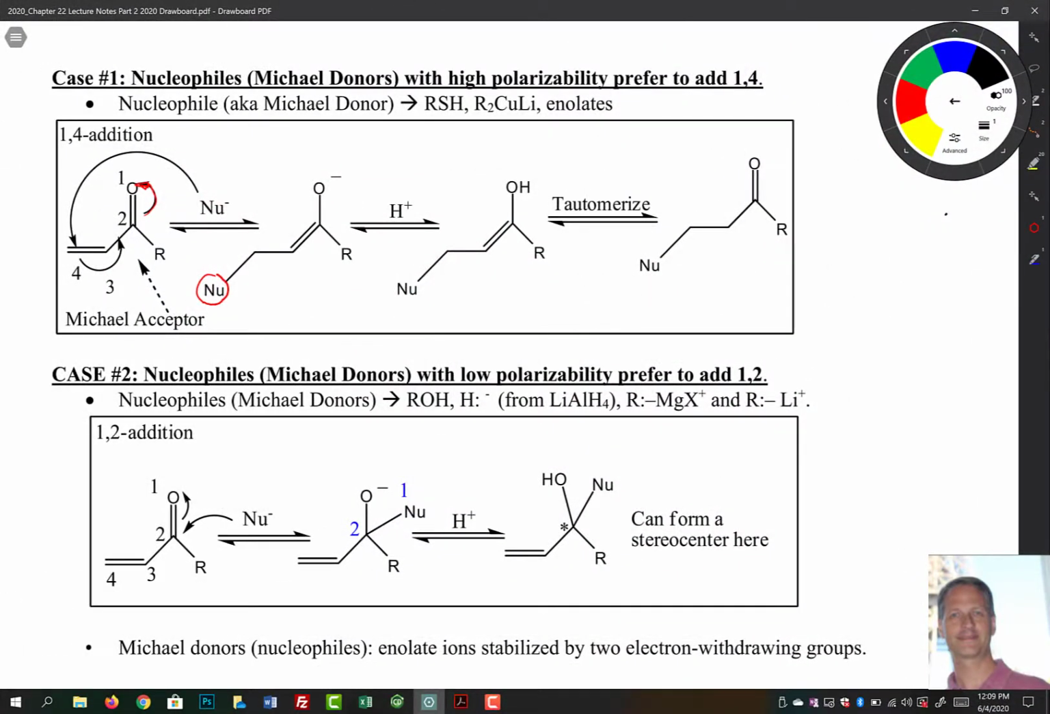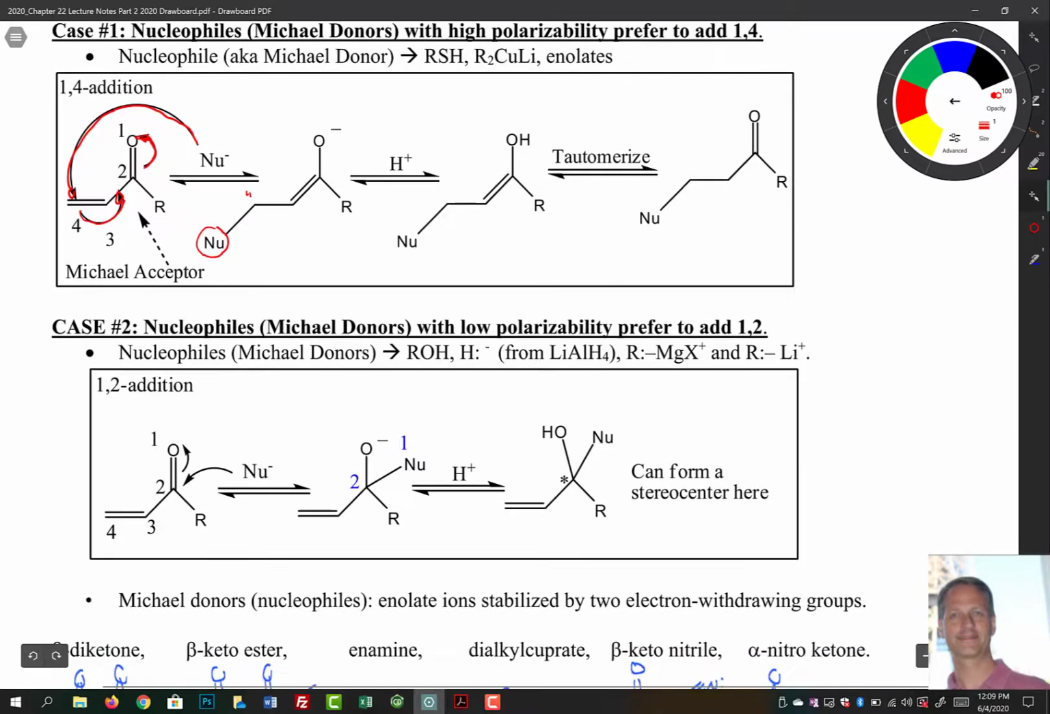So let's look at case number 1 here. Case number 1 deals with nucleophiles that have a high polarizability. That turns out to result in a 1,4 addition. If we look at our reaction here, we have our nucleophile coming around, making a bond with carbon number 4, electrons coming over just like so, and then a lone pair put up on our oxygen. So we added to our 4 position essentially. Then we protonate that, and then we do a tautomerization, and we get our final product there.